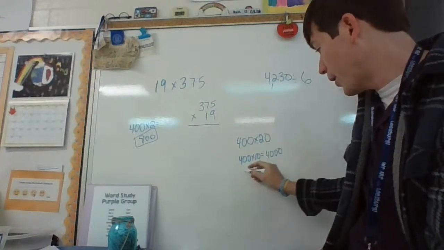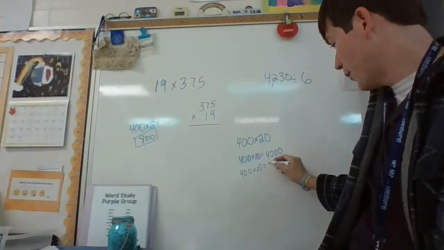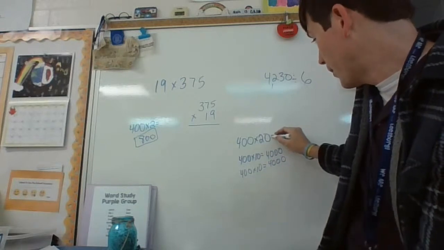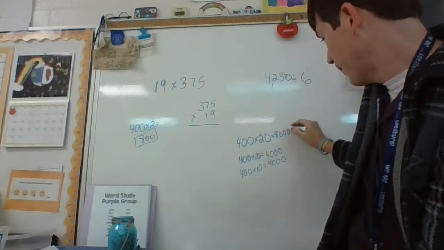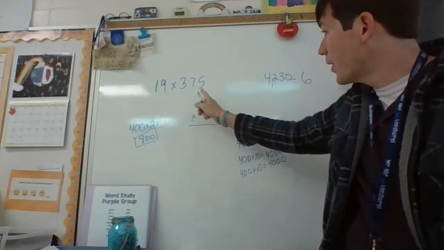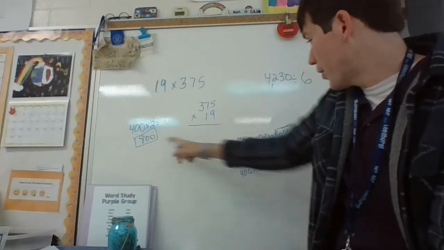And since we needed 20 groups, we'll do another 400 times 10, which is another 4,000. And that tells us then that 400 times 20 must be 8,000. So I'm going to say 8,000 is too big because 400 times 20 is going to be bigger than 375 times 19. So I know my answer is going to be somewhere in that range.